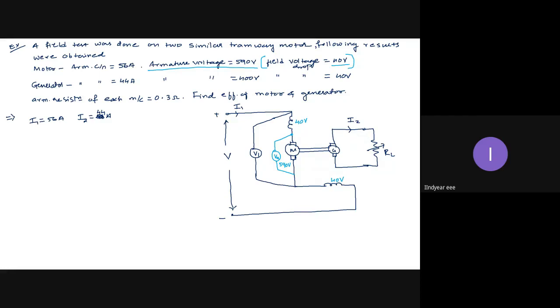Now it is very straightforwardly given that armature voltage is 590 volt, field voltage drop is 40 volt. So we have to take it like that only. So my V1 is 590 plus 40, which is 630. My V is V1 plus 40, so my V is 670. In the textbook, they have taken V1 as 590, V as 630. So the solution of the textbook is incorrect. This I wanted to mention. Got it? Next point.